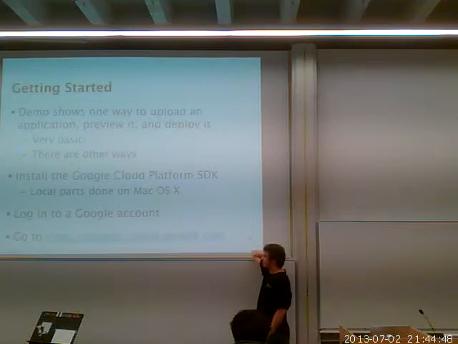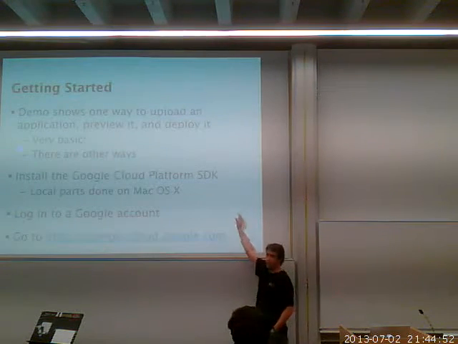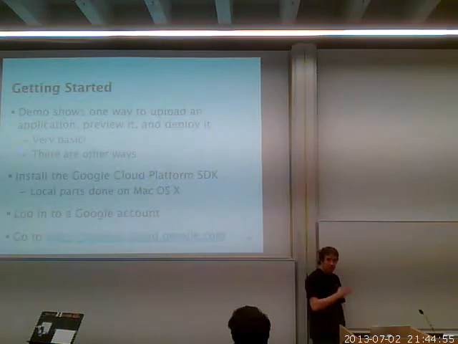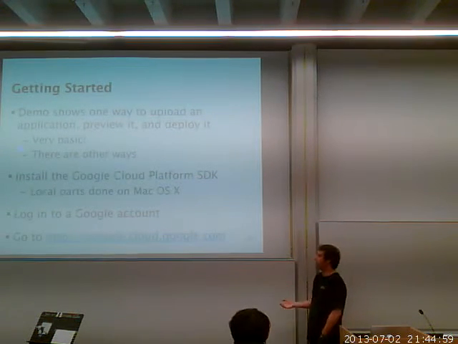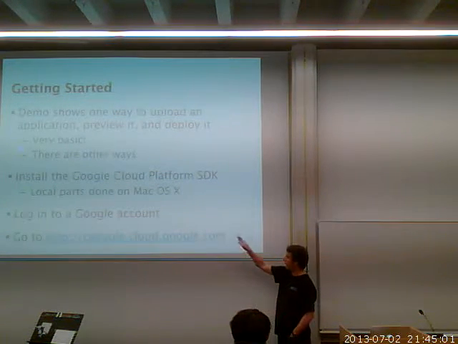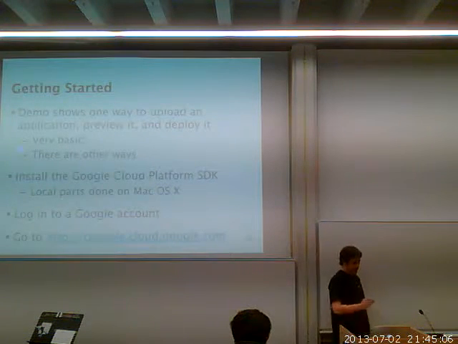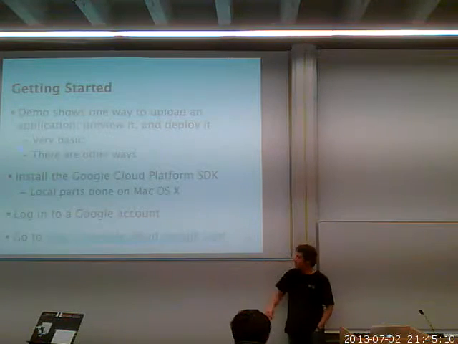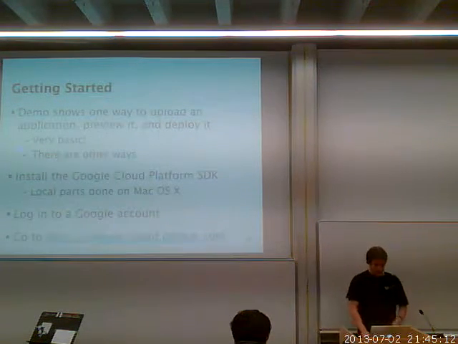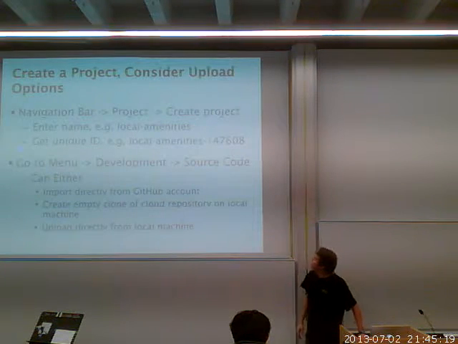So, the first thing I needed to do for the method I'm using is install the Google Cloud Platform SDK on my local machine. That enables me to create an application and upload the code to Google Cloud Platform. And I did that on Mac OS X, as you'll see later, which is my laptop. Then I logged into a Google account. Then I went to console.cloud.google.com. And then I created a project.